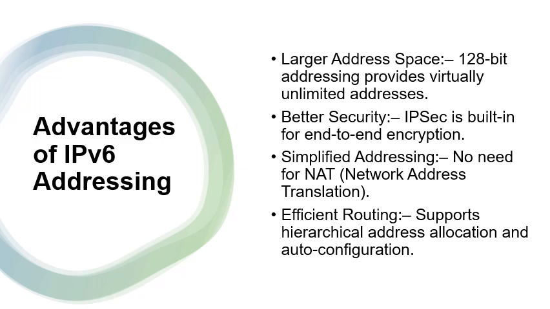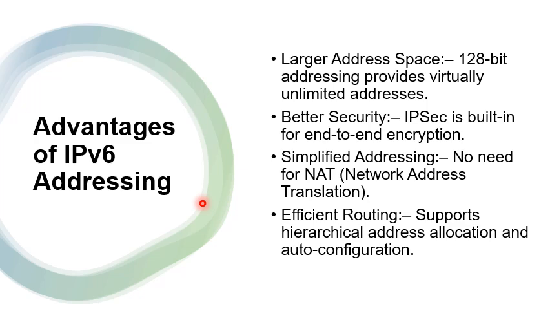So why is IPv6 better than IPv4? Here are some key advantages. First one is larger address space. With 128-bit addresses, IPv6 can support an almost unlimited number of devices, making it future-proof. Then second one is better security. IPv6 comes with built-in IPsec encryption, providing enhanced data protection and authentication.